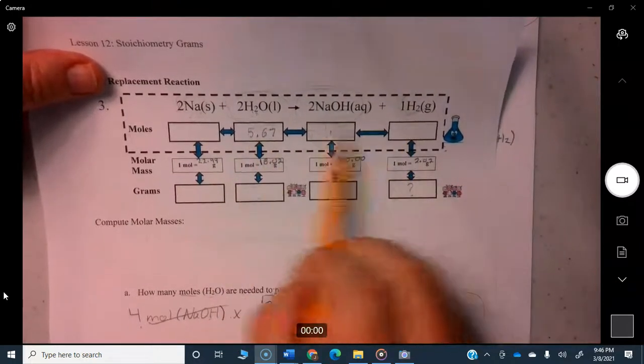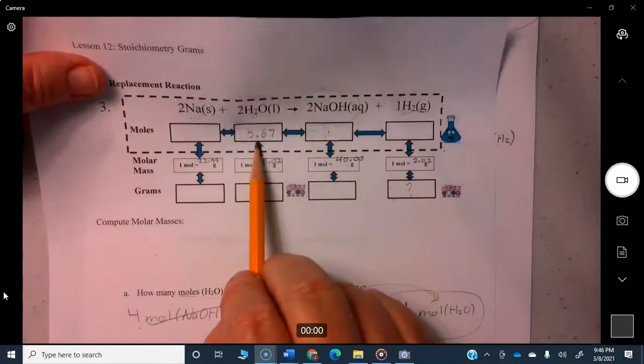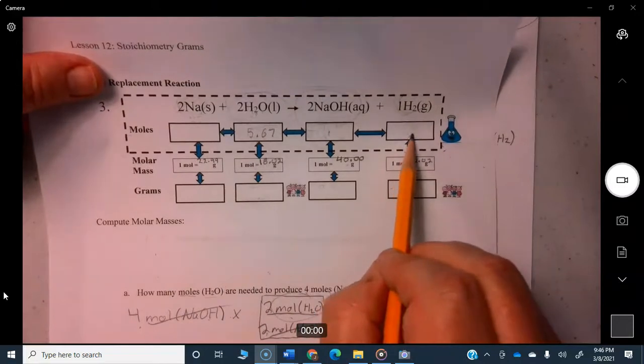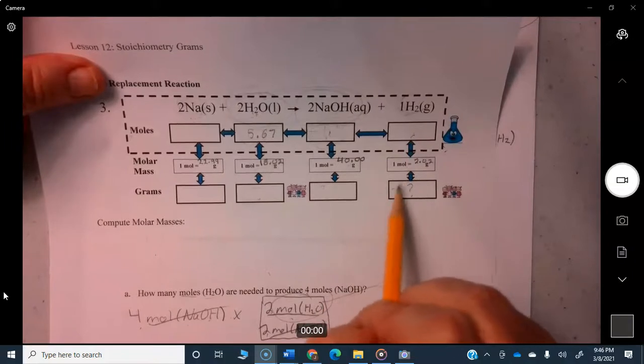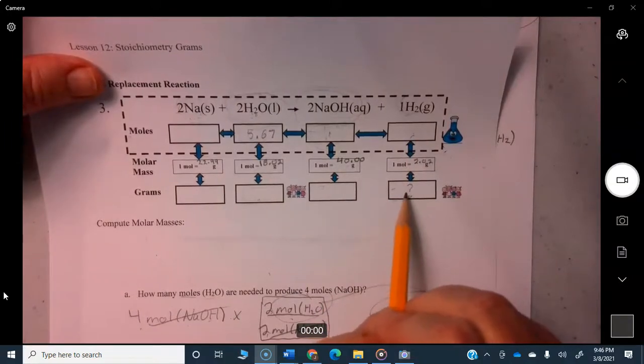The only way you can move sideways is in the equation, so we're going to move from moles of H2O to moles of H2. And then from moles of H2, using the molar mass, we're going to get grams of H2 for our final answer. So that's 2 conversions, so we need 2 boxes.